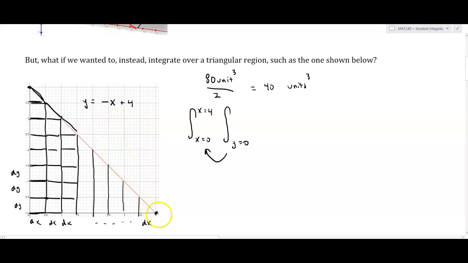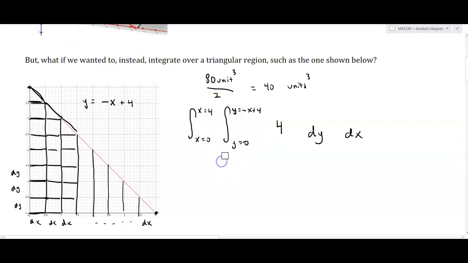And we can just verify points. When I plug in 4 for x, -4 plus 4 is 0, and so that checks out. So that means I'm going to stop integrating when I get to the line -x plus 4. And this is going to be of the function 4, and then dy is my inner integral, and dx is my outer integral.